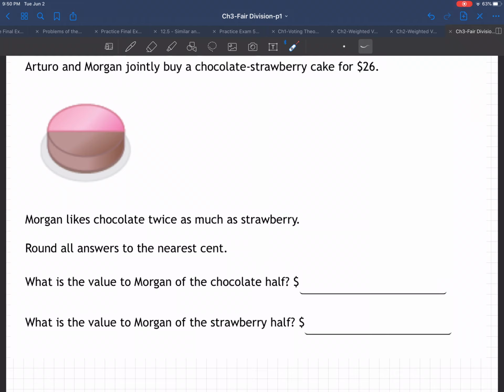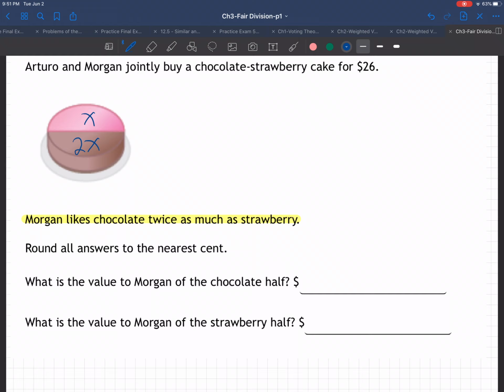Okay. So, we've got to think about what's going on here. The key phrase for us is that Morgan likes chocolate twice as much as strawberry. Twice as much. So what are we going to do with that? That means this chocolate part is 2x and the strawberry half is just x, because that's twice as much. I don't know what x is yet. I'm going to find that out in a minute. But that's what we do when we say twice as much.